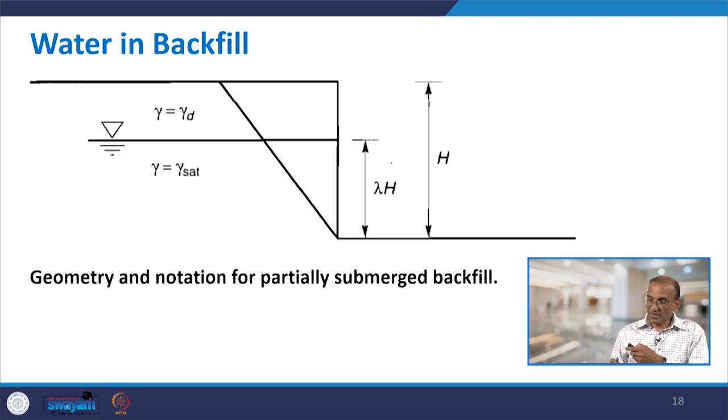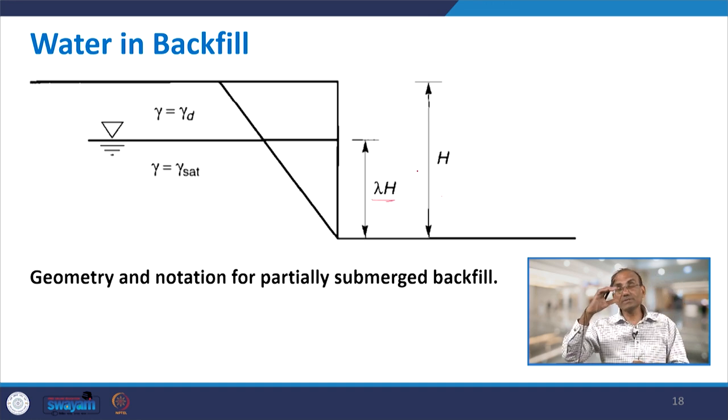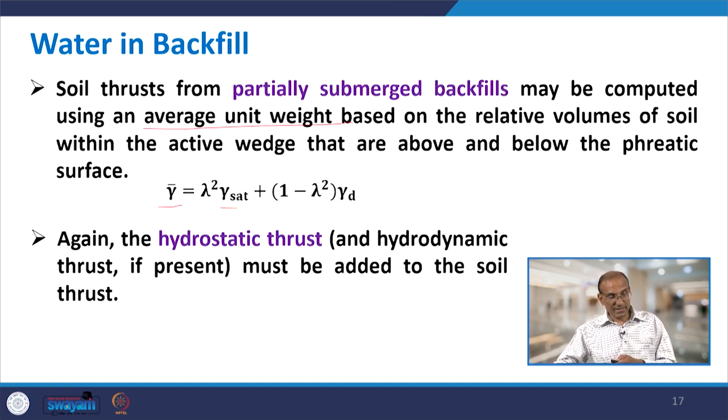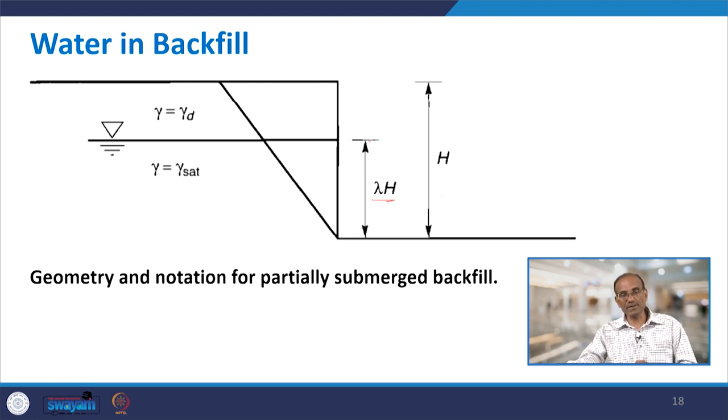You have the total height of the retaining wall as capital H, and lambda H is the height up to which the water level is coming. So, this lambda H is basically denoting the location of the water table in this case. And in this case, again the hydrostatic thrust and the hydrodynamic thrust, if present, must be added to the soil thrust. So, this was about all together in water and backfill.